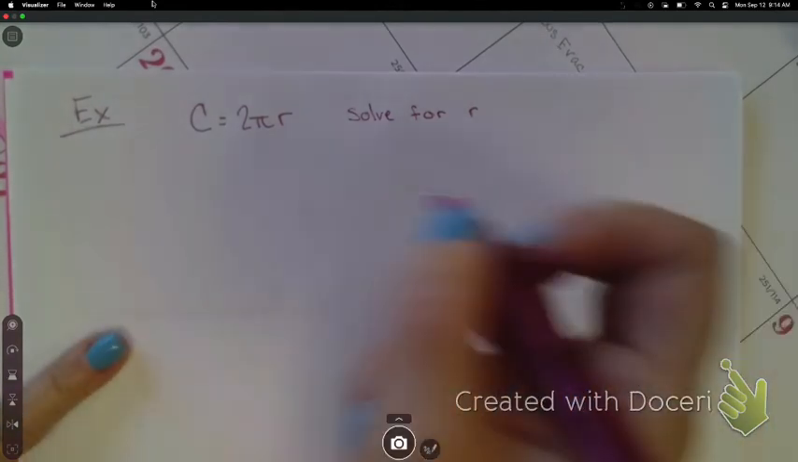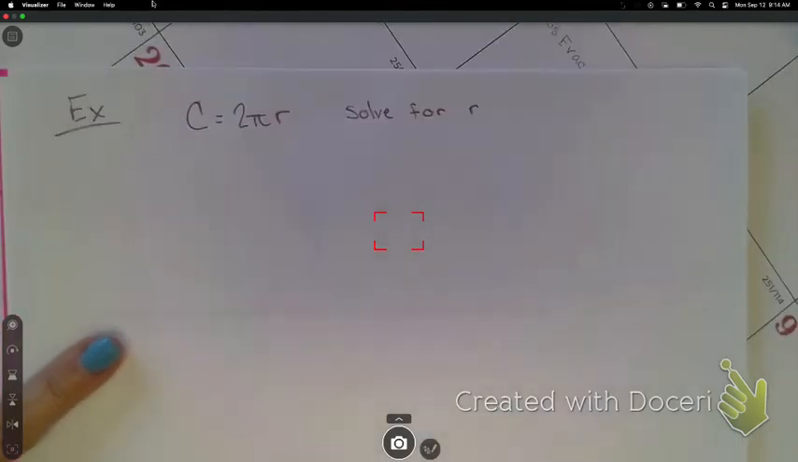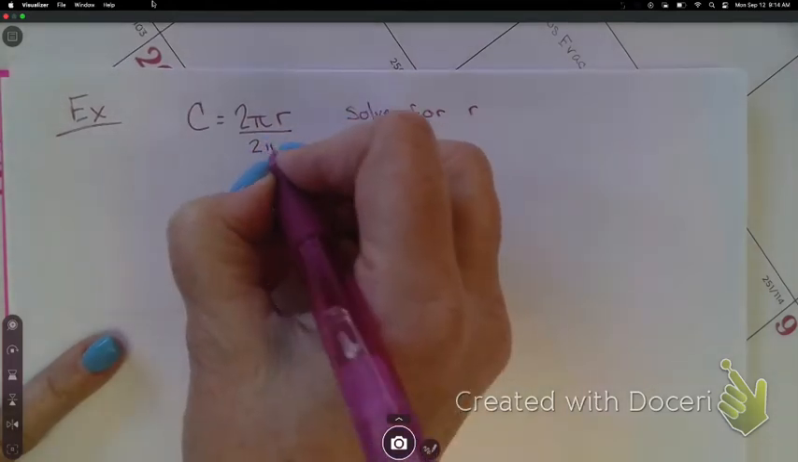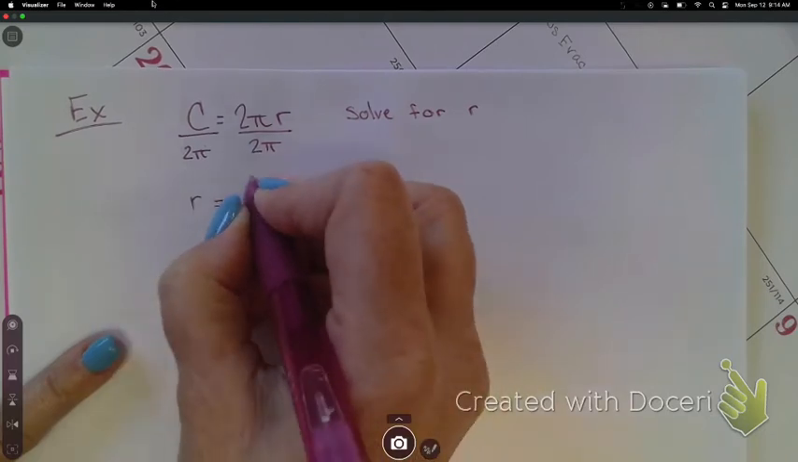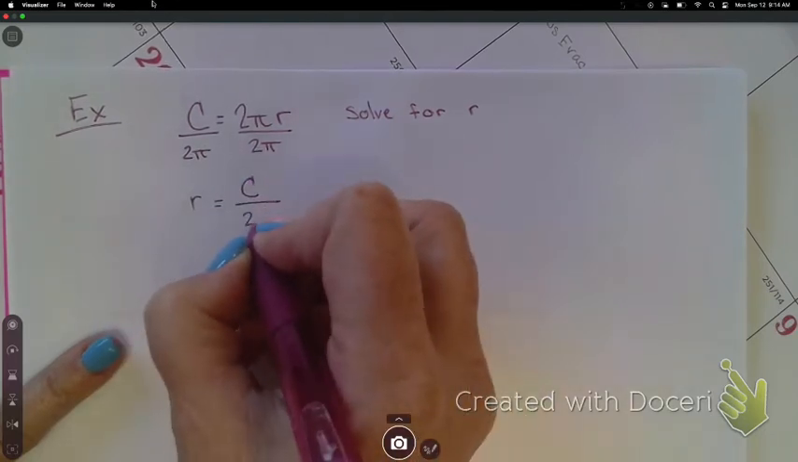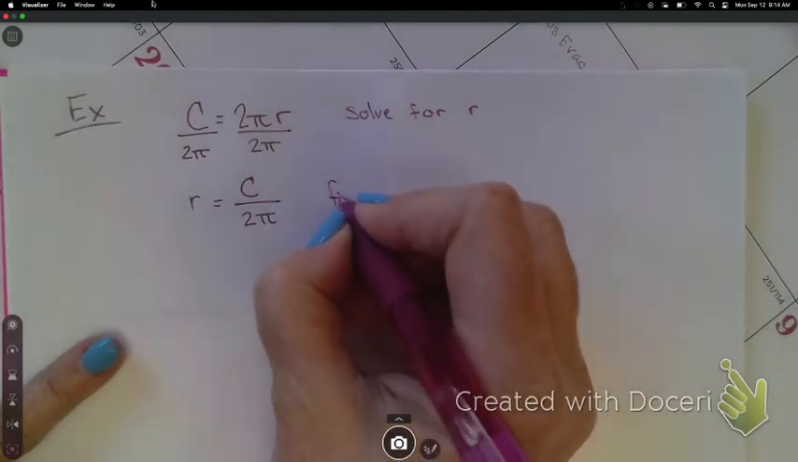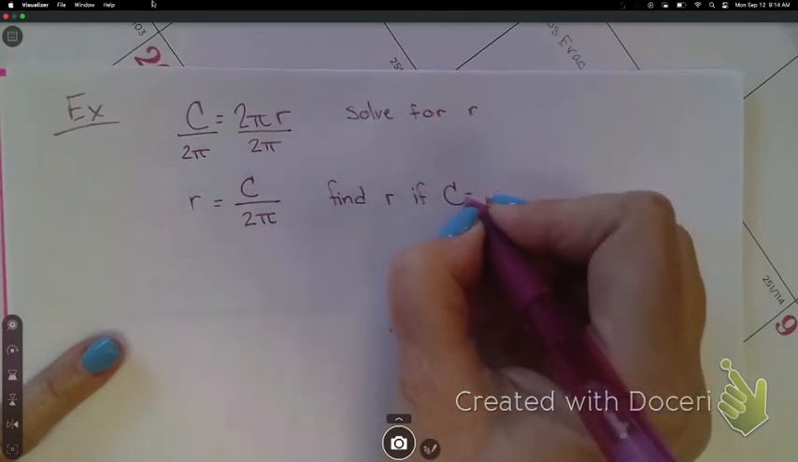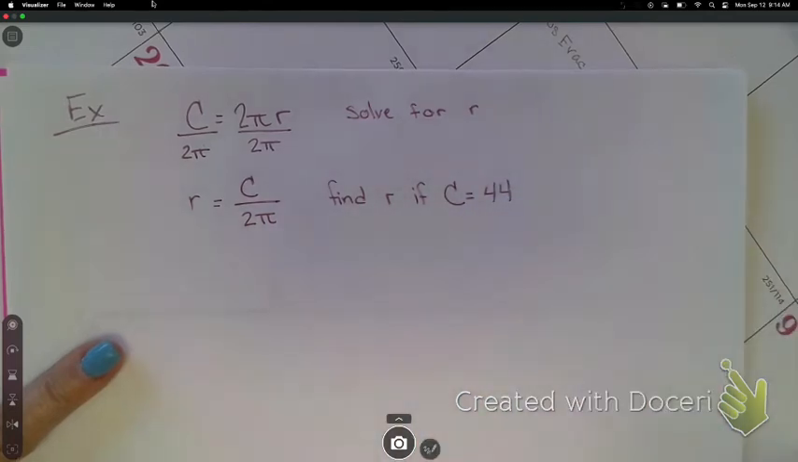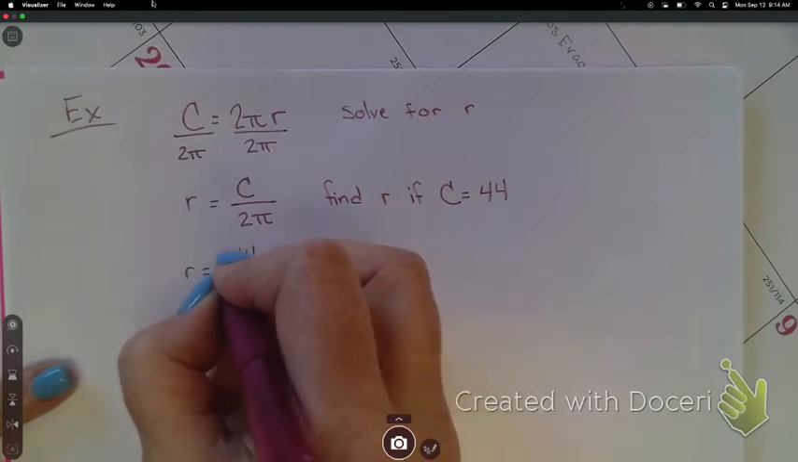So I need to solve this for r. So 2 pi r, what math is going on there? Times. So how do I undo multiplication? Division. So I'm going to divide both sides by 2 pi. So r equals circumference divided by 2 pi. And then it's going to say find r if c equals 44. So then what do I do? Divide 44 by 2 pi. So r equals 44 divided by 2 pi.